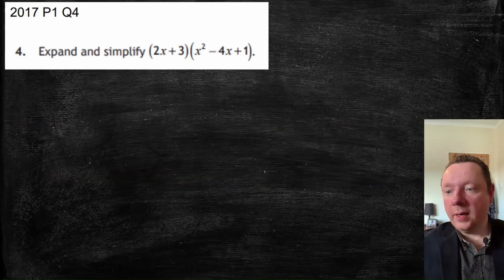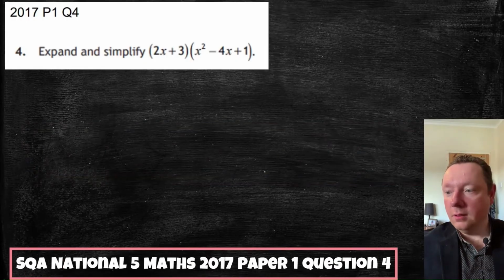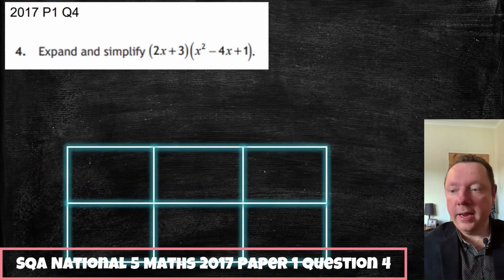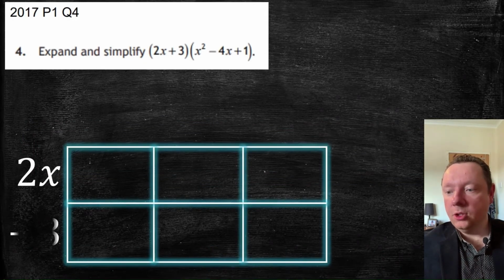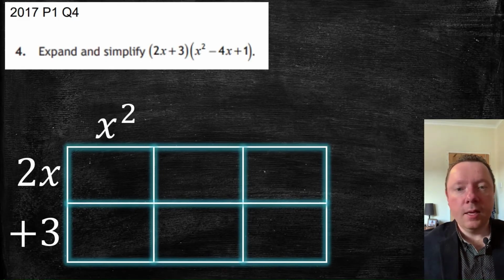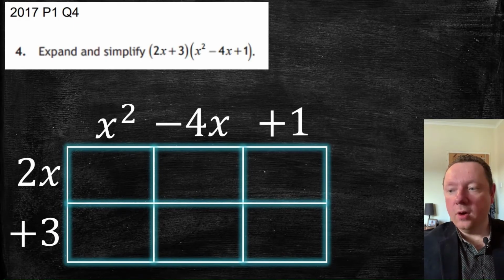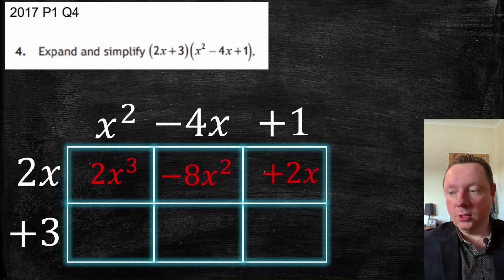And I'm done there. 2017 paper 1, question 4. Very, very similar, so I'll do it the same way. Set my grid up. 2x add 3 on one side, x squared minus 4x add 1 on the other side, times it all together. 2x cubed minus 8x squared plus 2x.